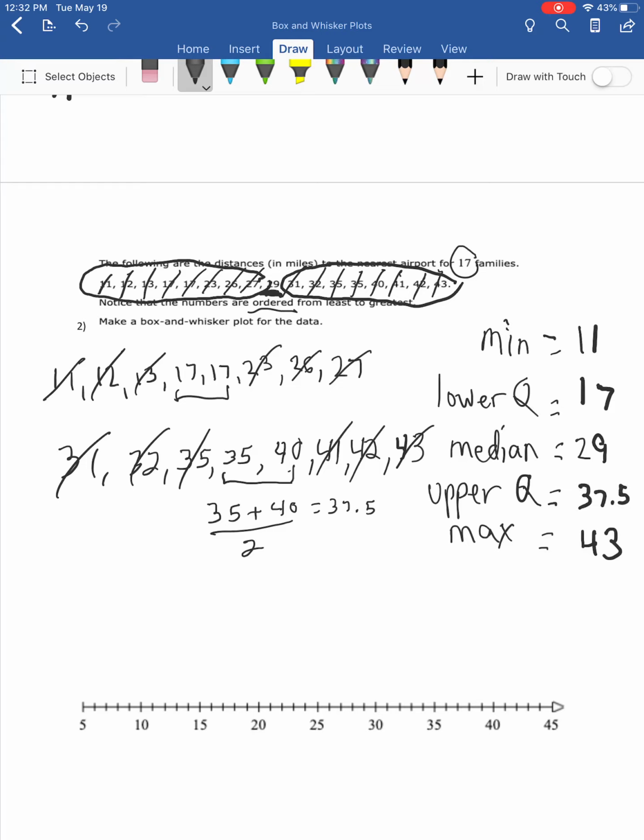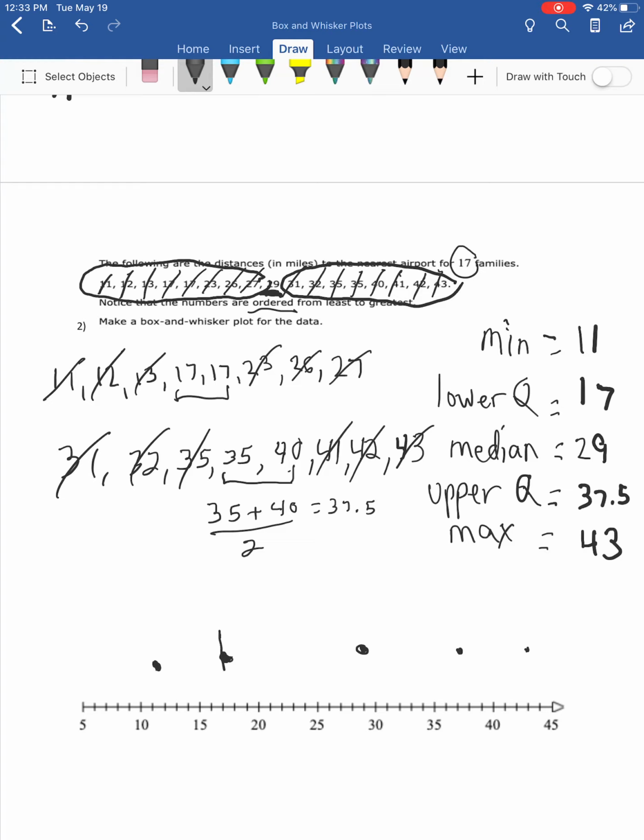All right, so let's plot. The minimum is 11. The lower quartile is 17. And 17 would be right there. 29 for the overall median. The upper quartile, 37.5. And the maximum is 41, 42, 43.